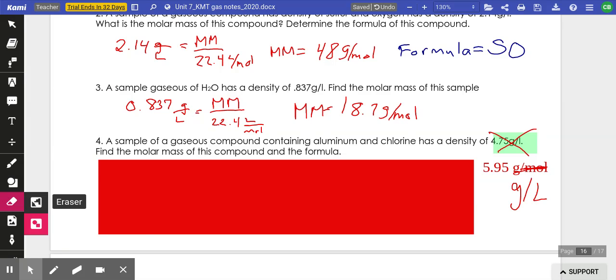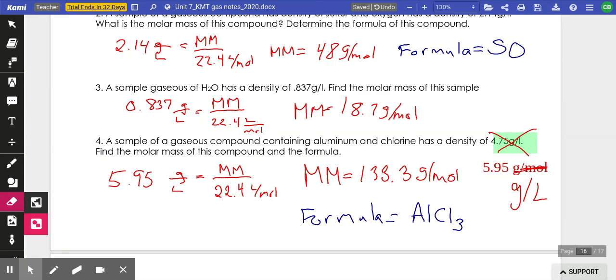Okay, so if you use the 5.95 as the answer, you should have gotten this. Where the molar mass was 133.3 grams per mole, and the formula should come out to be AlCl3.